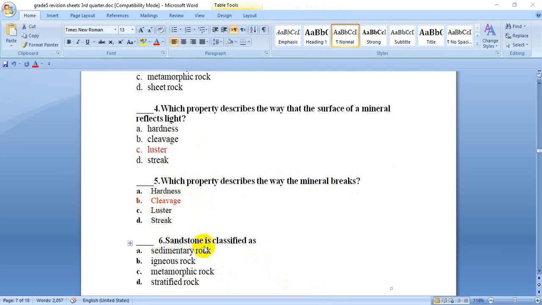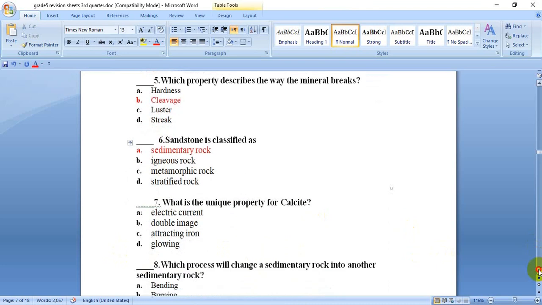Question 6. Sandstone is classified as... sandstone is made of sand and stone. So is this kind of rock sedimentary rock, igneous rock, metamorphic rock, or stratified rock? Sandstone is a sedimentary rock, so we will circle letter A, sedimentary rock. So let's move to the next question, question 7.